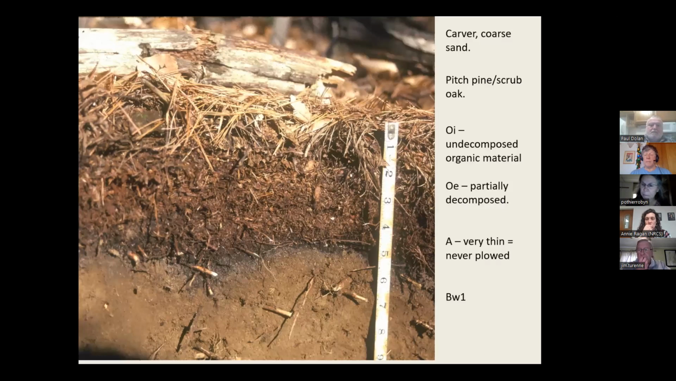Jim, what does perched mean? Perched means it's not the actual aquifer.